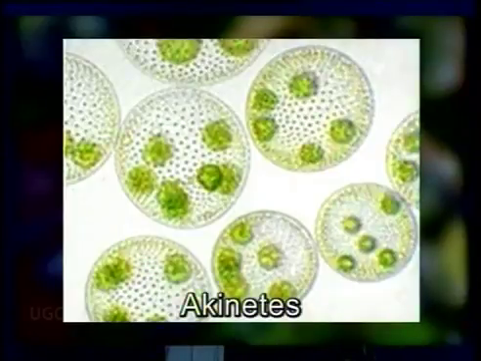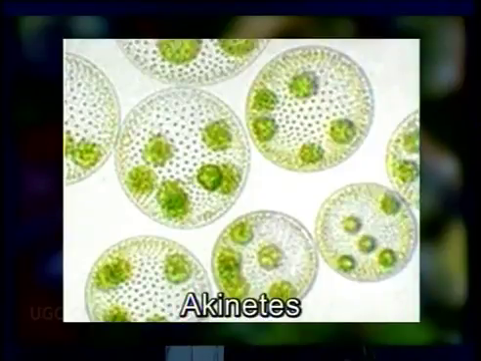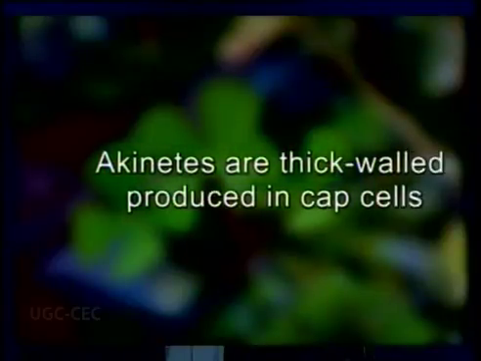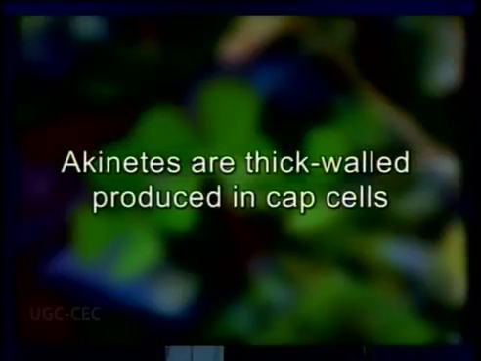Now we will take the akinetes. The next type of spore which is formed in the Oedogonium filament during unfavorable conditions are called akinetes. These akinetes are thick-walled structures and are produced singly in some of the specialized cells of the filament. On maturity, they are released in the same manner as the zoospores and develop into new organisms on the approach of favorable conditions.